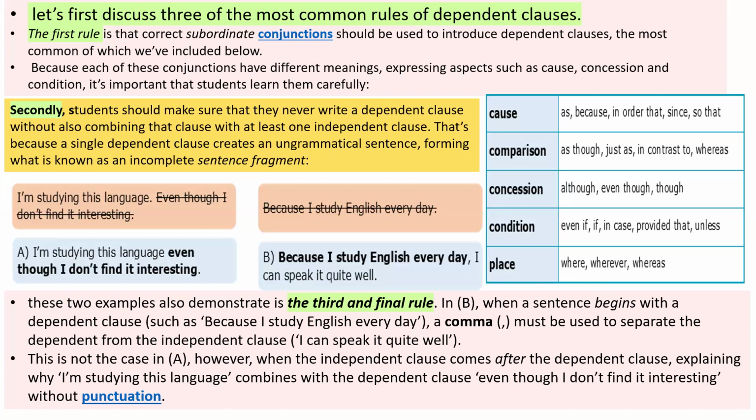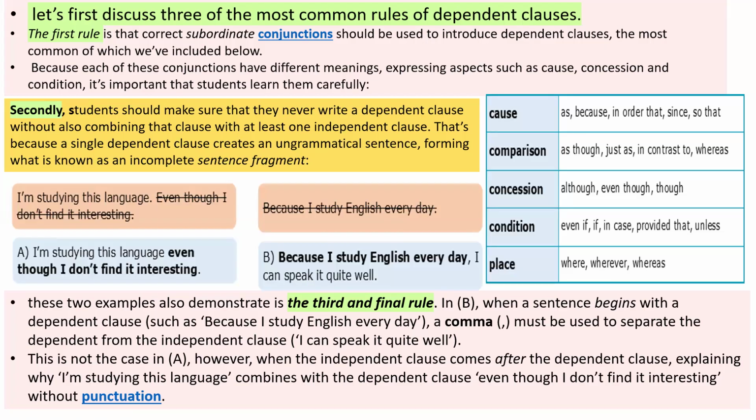If you are using a single dependent clause, like because I study English every day, it does not give complete meaning. It is an ungrammatical, incomplete sentence. So it requires one independent clause to give complete meaning. Now, the third rule. When a sentence begins with a dependent clause, such as because I study English every day, a comma must be used to separate the dependent clause from the independent clause.